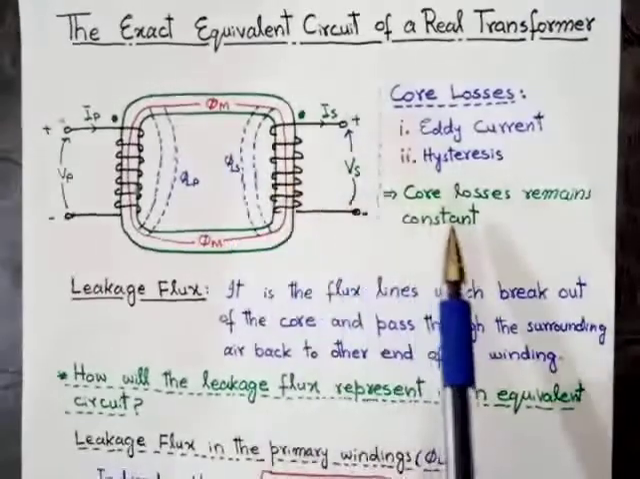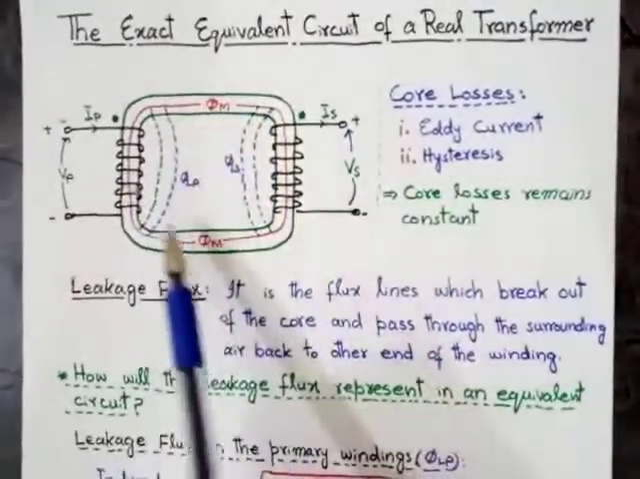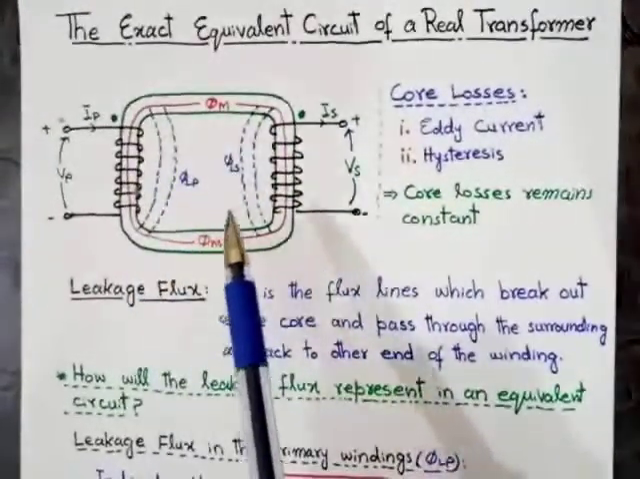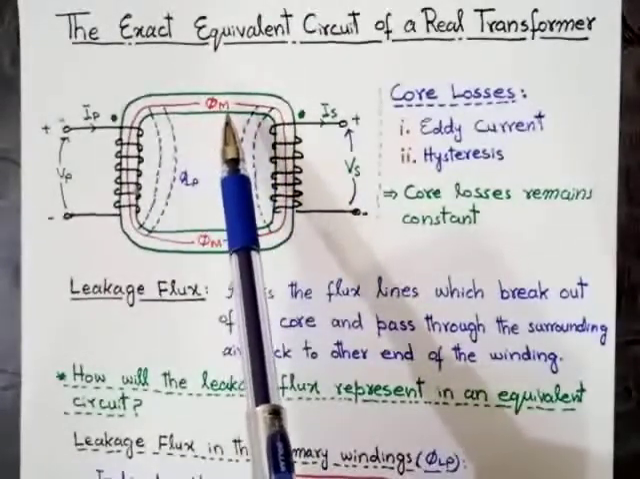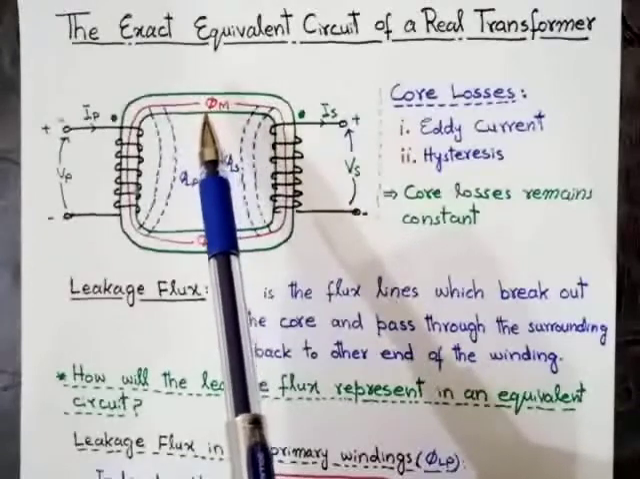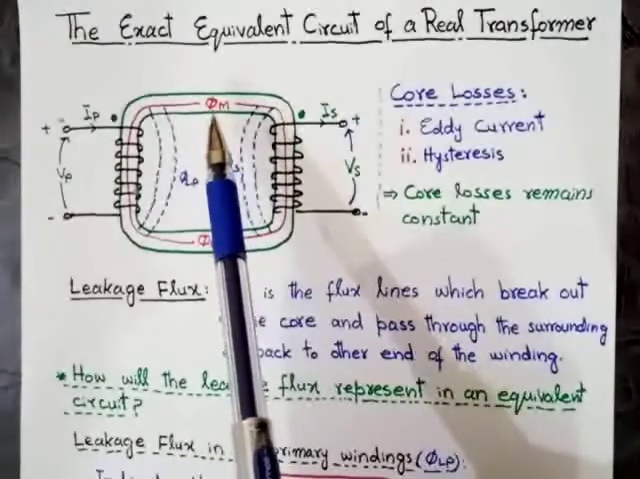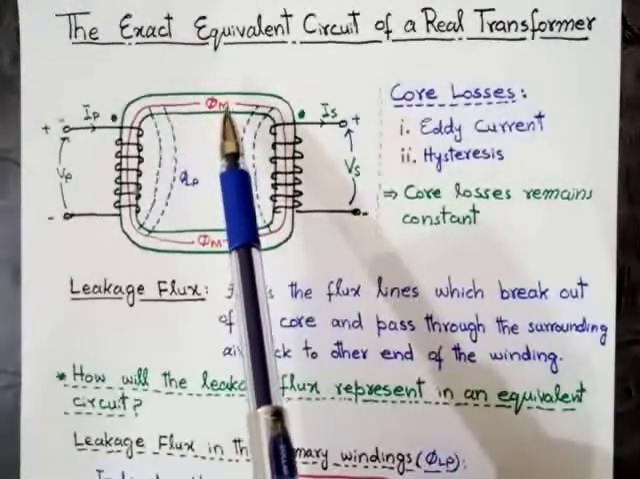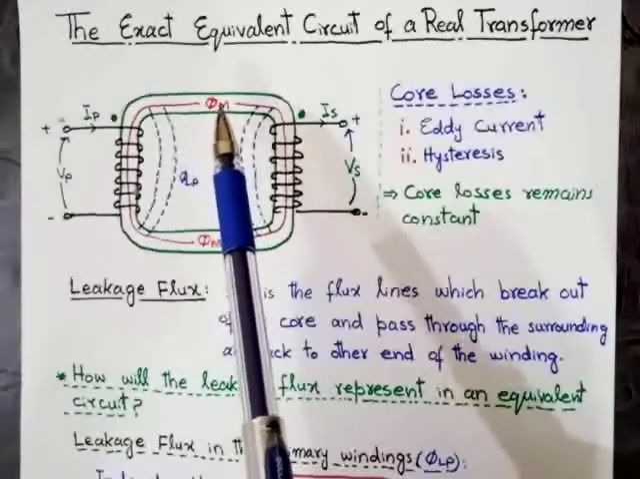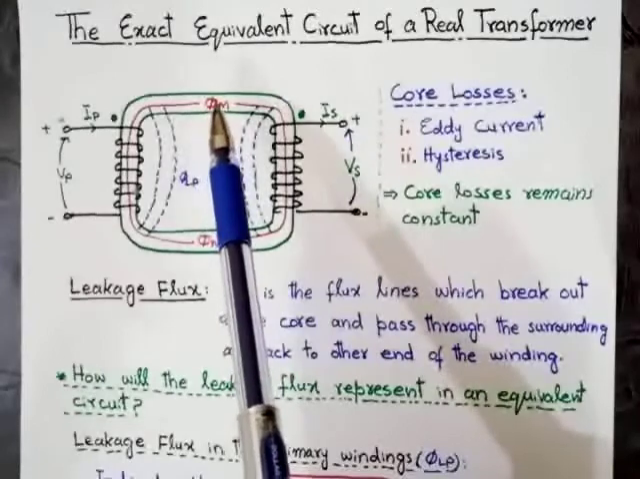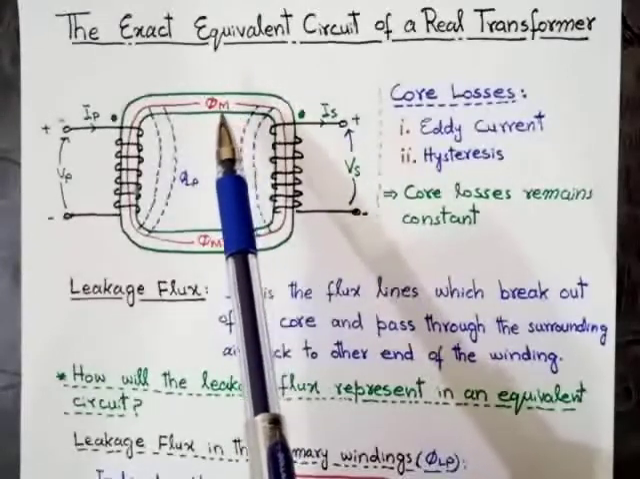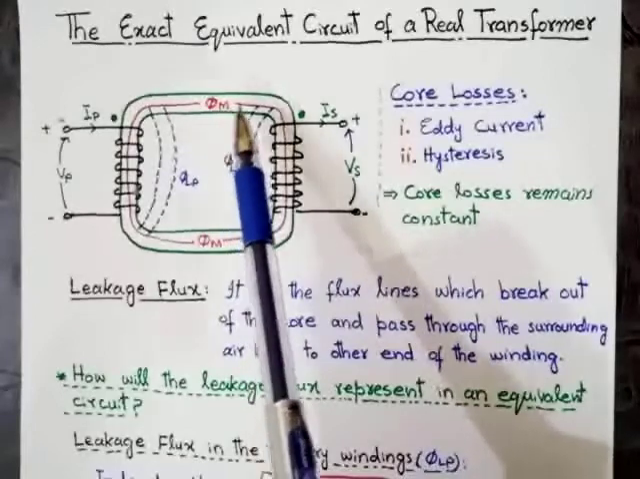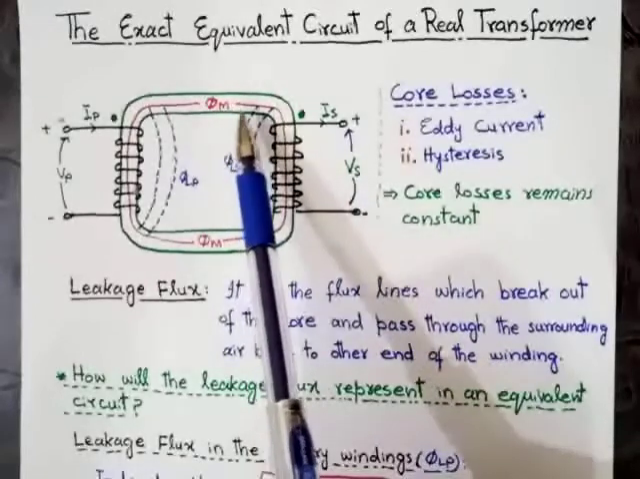It is a function of the voltage. Core losses are basically a function of voltage, not a function of the current. When the voltage changes, the core losses will change as well, as we have already seen in the lab when we found the core losses of the transformer. When the value of the voltage varies, the core losses vary as well.